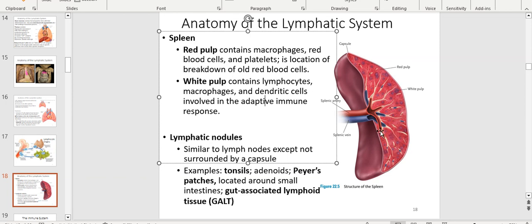Recycling them. The lymphatic nodules are similar to lymph nodes, except not surrounded by a capsule. Examples: tonsils, adenoids, Peyer's patches, located around the small intestines. Perfect.